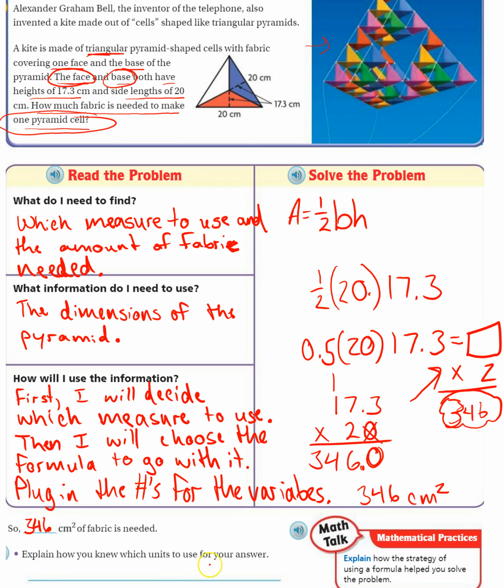Explain how you knew which units to use for your answer. Okay, we're finding area, so I know area is measured in square units. Volume is in cubed units. I'll write on that a little bit.